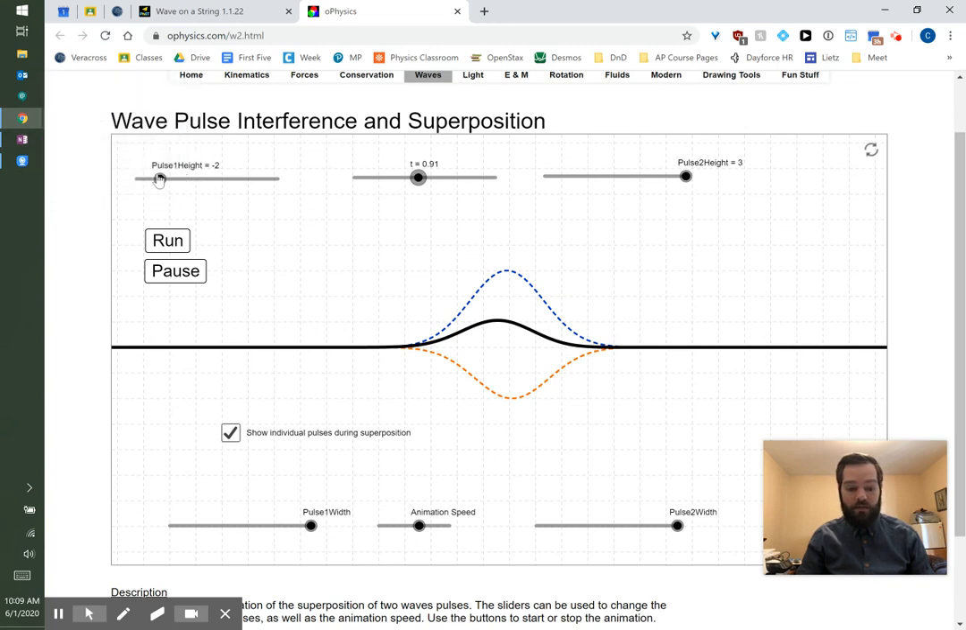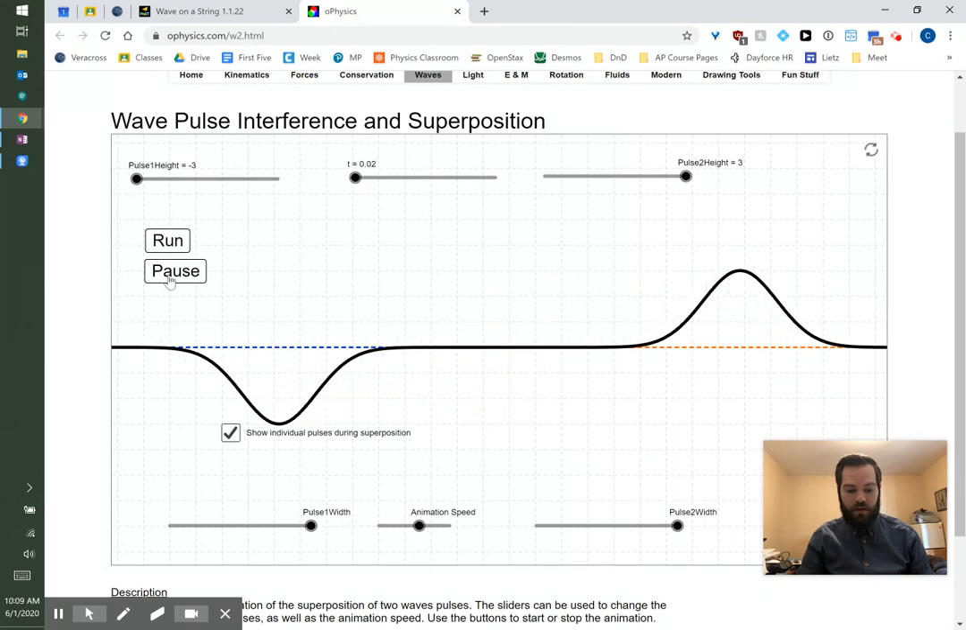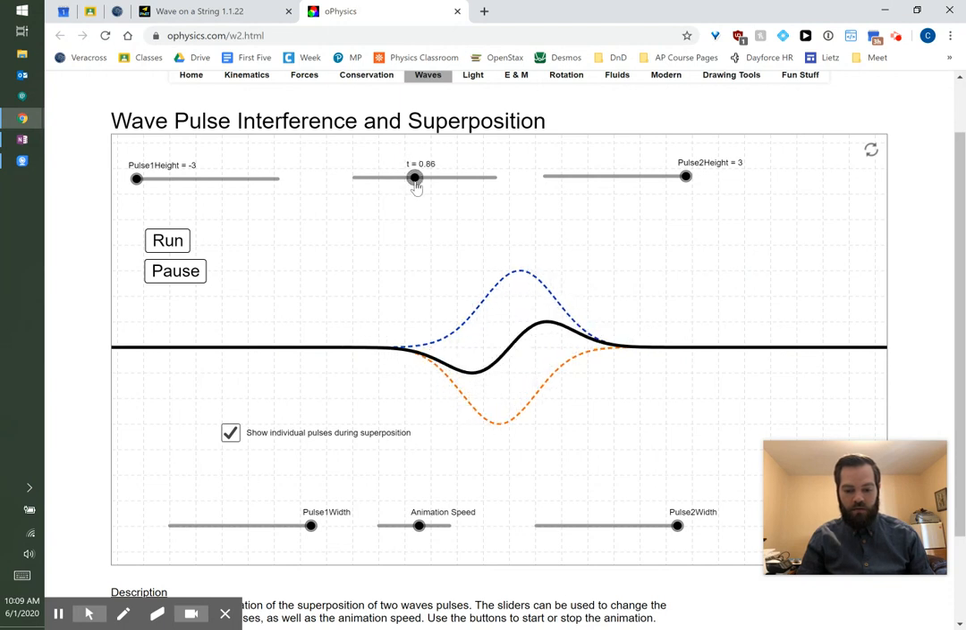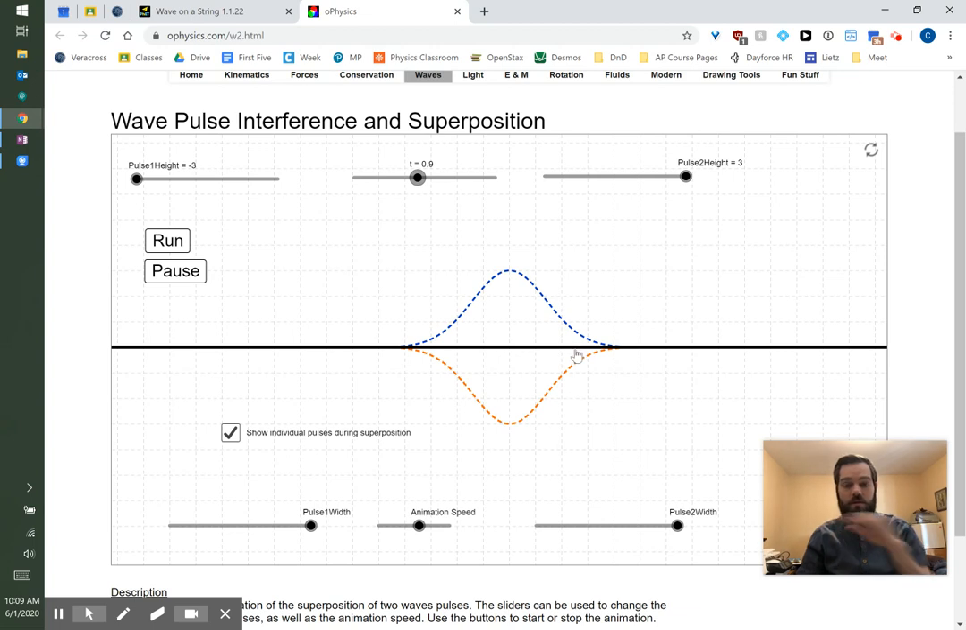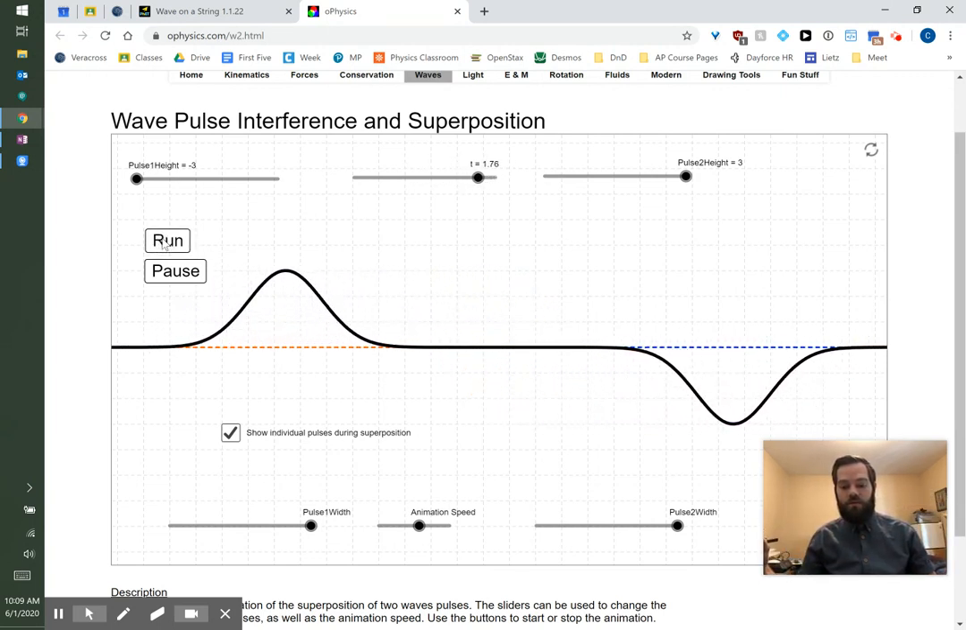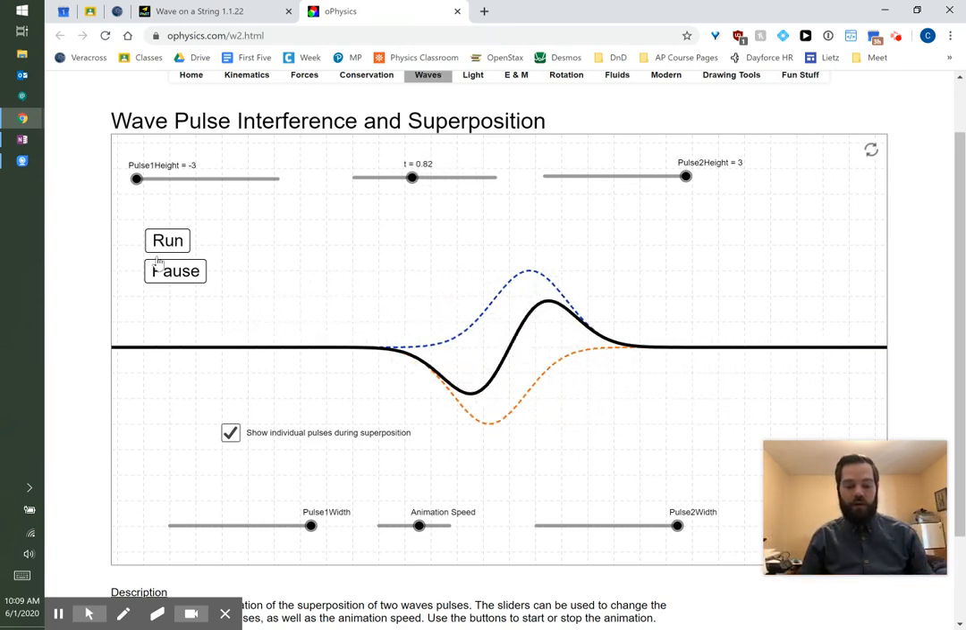And a special case of this is when they have the same height. I'll even bring this all the way down to -3. Run this again, and I'll pause it. We'll get all the way to when they're totally overlapped. We see that when they're totally overlapped, they completely destroy each other. The resulting wave pulse is no wave at all. All of the positive and the negative has completely canceled each other out. But when we run it again, they continue on their individual ways. They don't stop moving in the direction that they were originally moving.